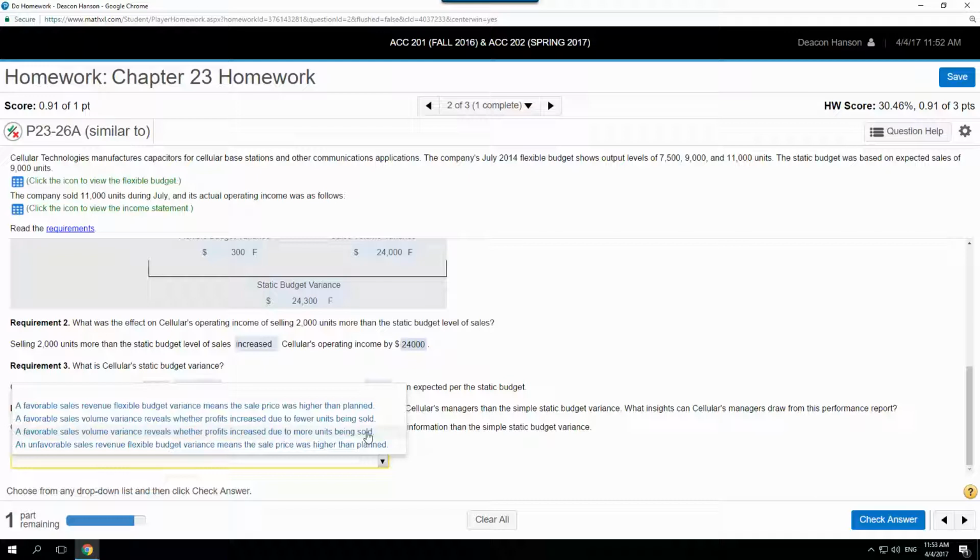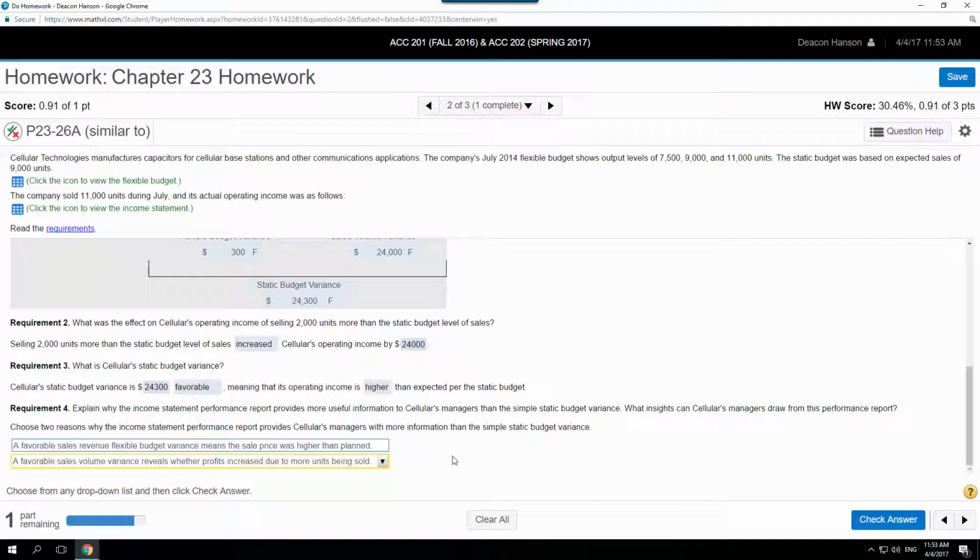Let's just rule out the fourth one, right? An unfavorable sales revenue flexible budget variance means the sales price was higher than planned. No, that's contradicting that first one we chose. So I'm going to go with 1 and 3 here. Okay.